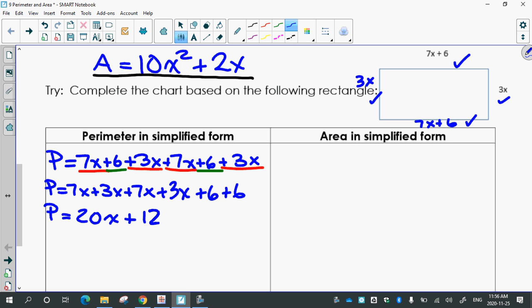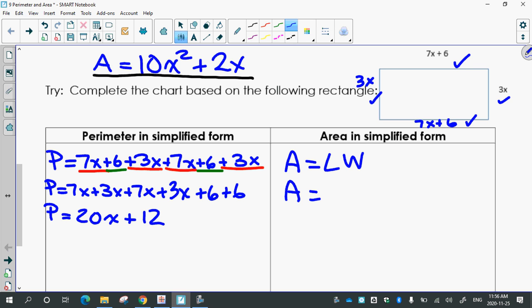All right, so we've got 20x plus 12. Make sure you have the plus in between them. How many people got 20x plus 12 for their perimeter? I saw lots. Very good. Awesome. Okay. Area is multiply.